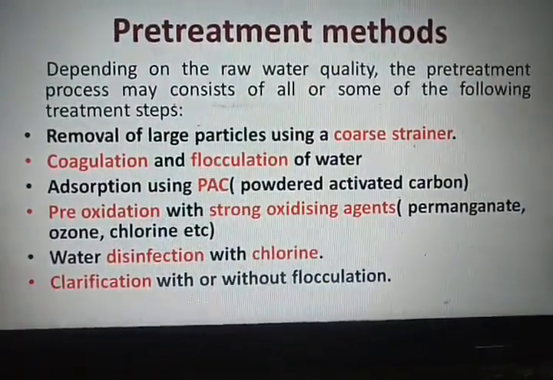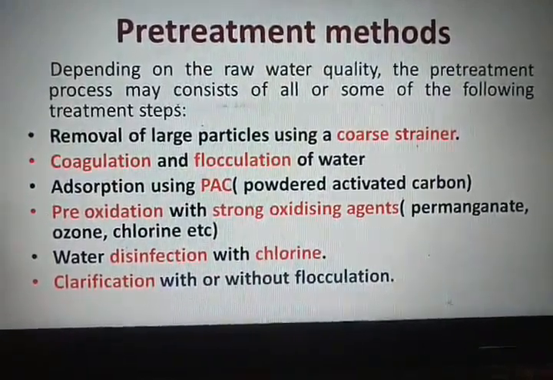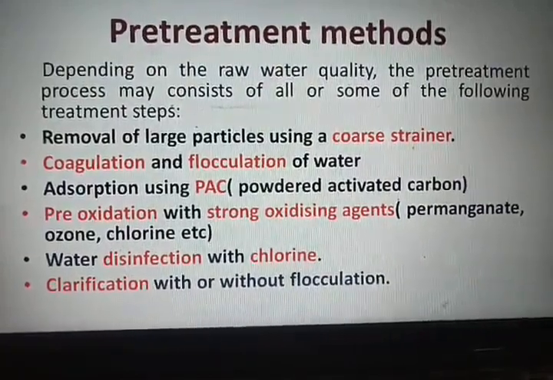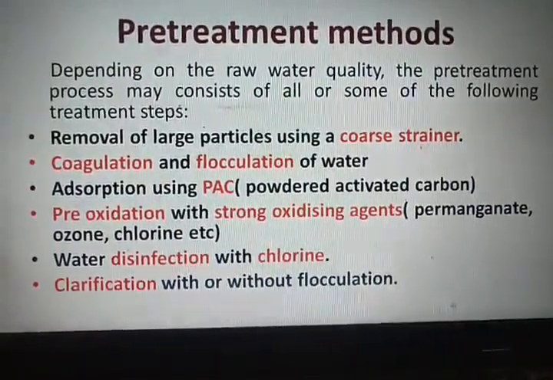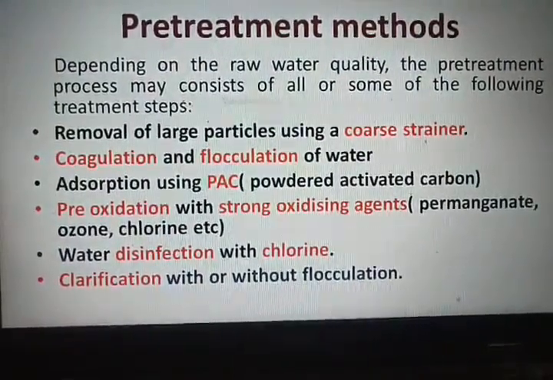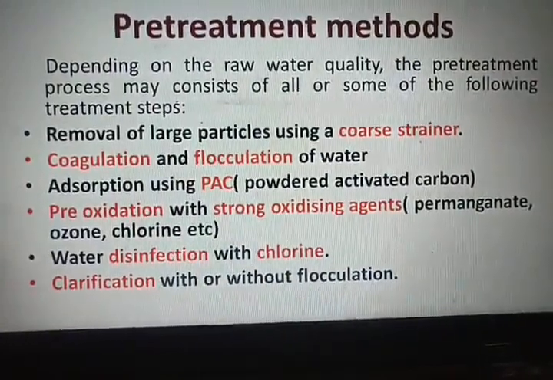Okay, it is nothing but the provision of different types of screens, also called straining, to remove large debris and some biological impurities and some of the sand particles. Okay, next one is coagulation and flocculation. This we have studied in detail. You know how it works and what the process is.